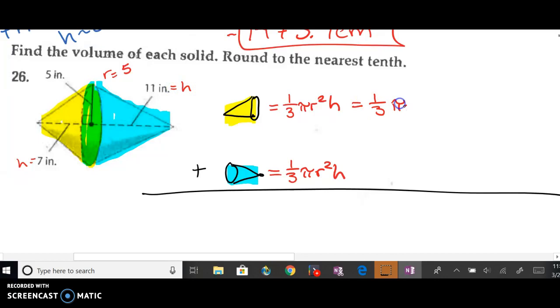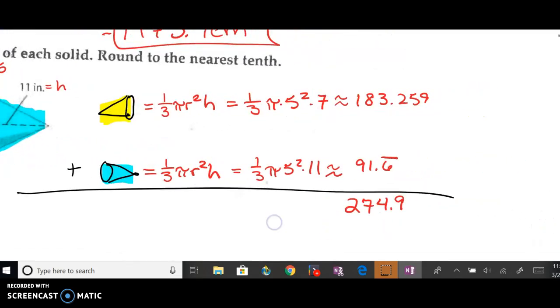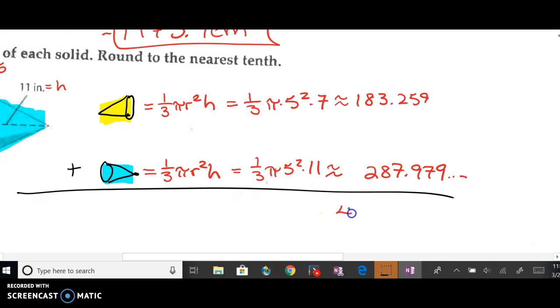So this is 1/3 pi times 5 squared times 7. And this one is 1/3 pi times 5 squared times 11. Okay, and then we're going to put those in our calculator. Okay, so the first one comes out to be 183.259, and the second one comes out to be 287.979, and then you add those together and you get 471.2 inches cubed.